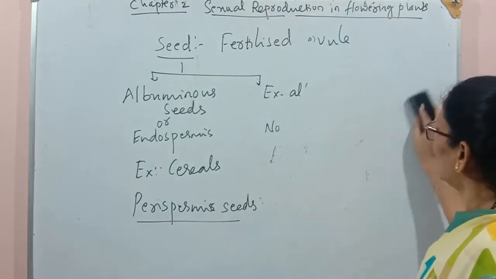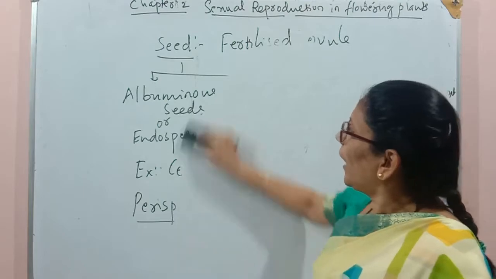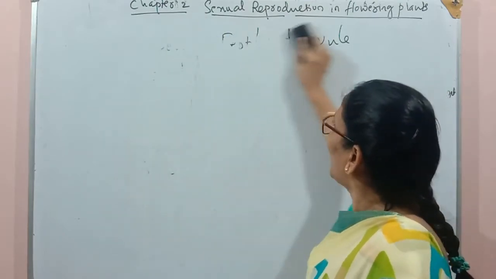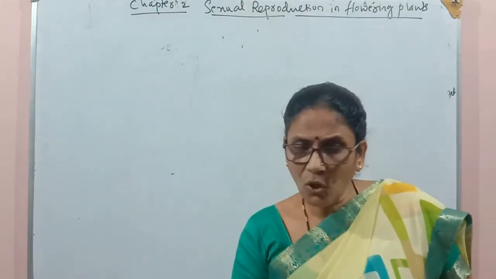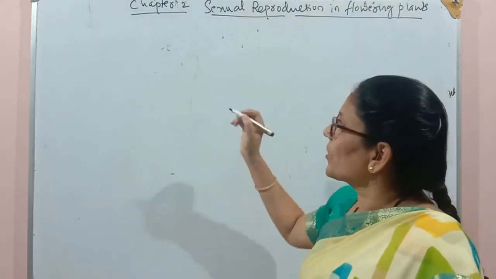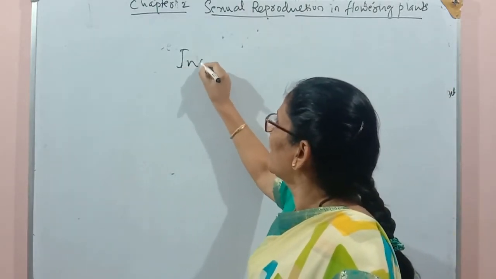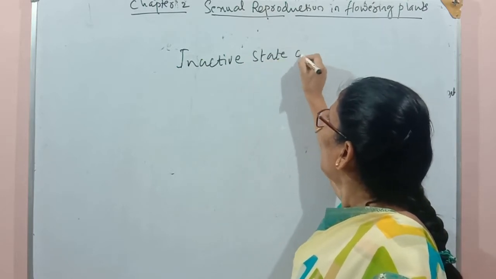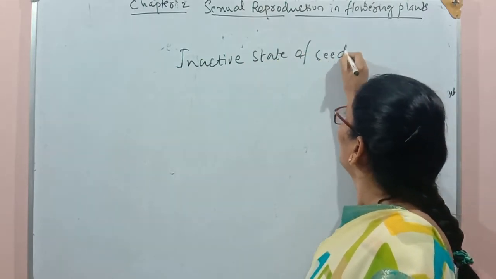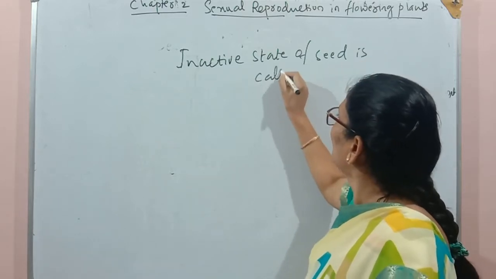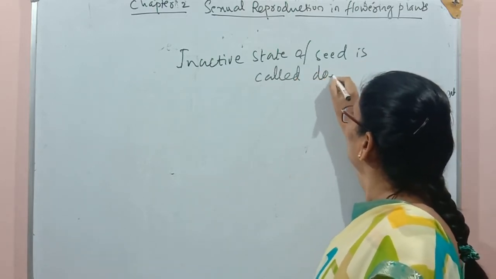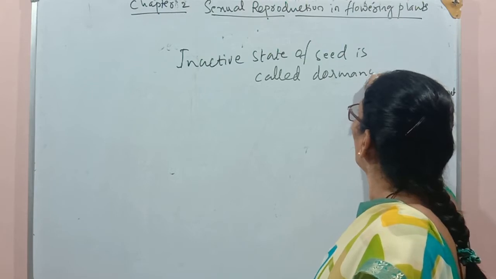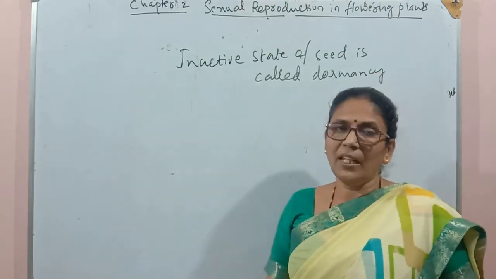After complete development, seeds may enter a period of inactivity. That inactive state of the seed is called dormancy. These seeds are not germinating; they are in an inactive state.